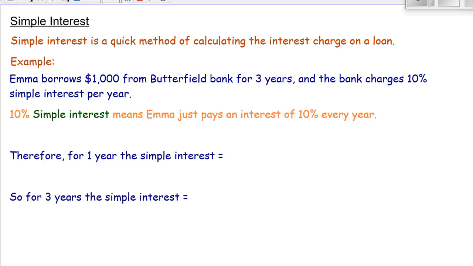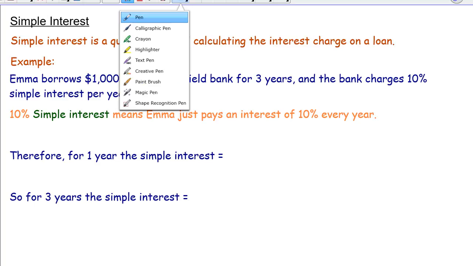In this video, I'm going to discuss simple interest. Now, simple interest is a quick method of calculating the interest charge on a loan. Example: Emma borrows $1,000 from Butterfield Bank for 3 years, and the bank charges 10% simple interest per year.